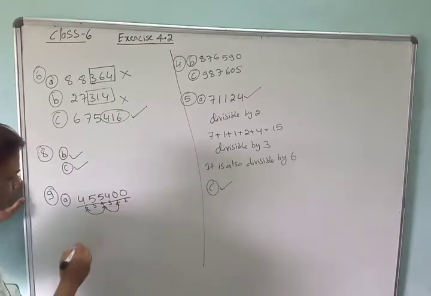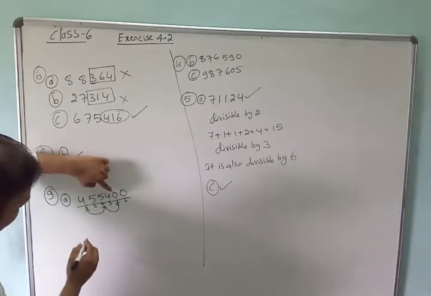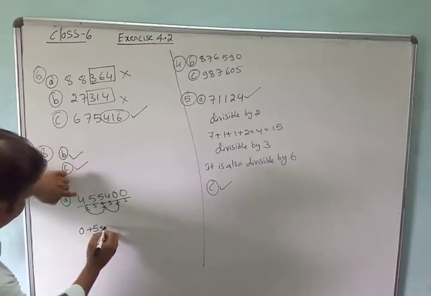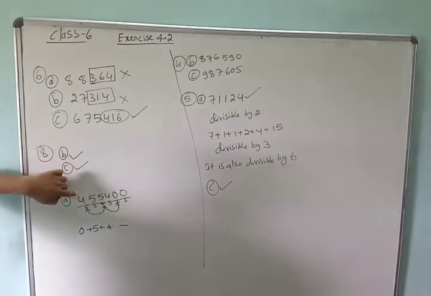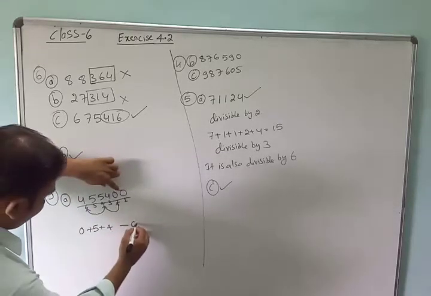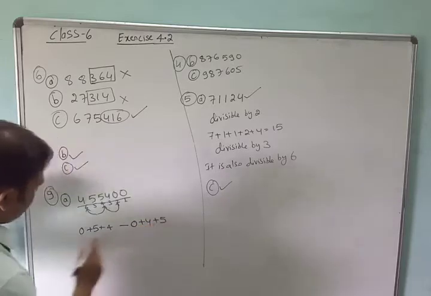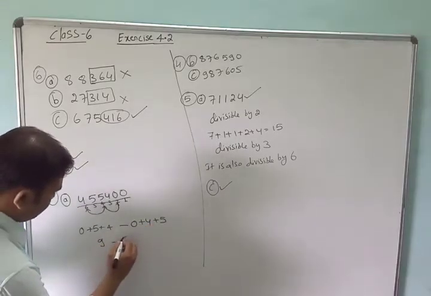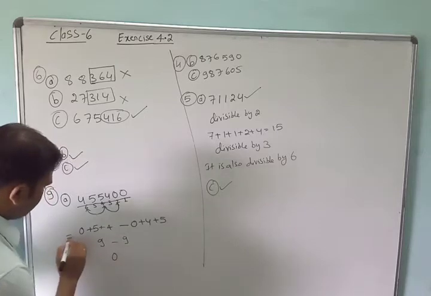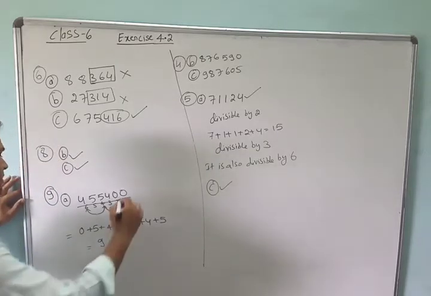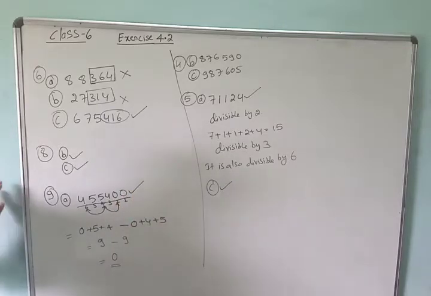What we have to do? We have to do the sum of even places: second place 0 plus fourth place 5 plus sixth place 4, minus the sum of odd places: first place 0, third place 4 and fifth place 5. Sum is 9. Here also the sum is 9. If the answer is 0, then we can say that the number is divisible by 11. So it is the correct option.